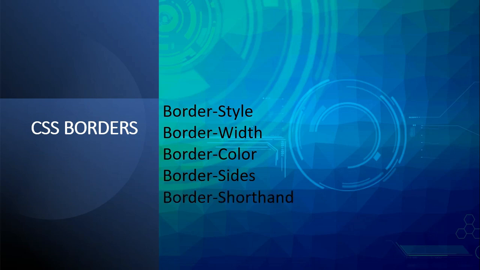Another one is the border shorthand property. We can use the border property and define the width, color, and style at once. And another one is the rounded border, which we'll also discuss in this video. First of all, let's go into VS Code and explore these examples.